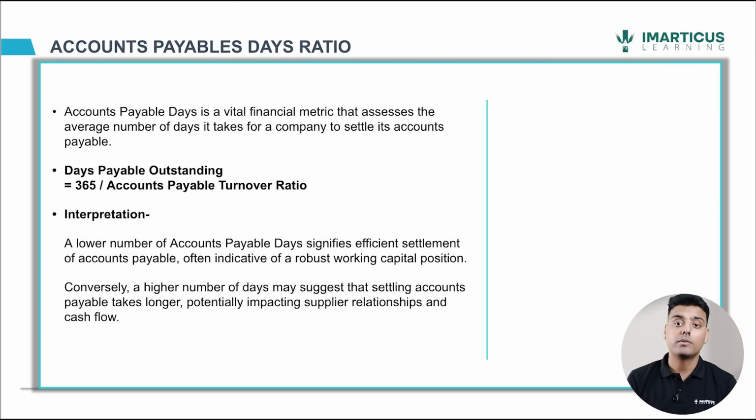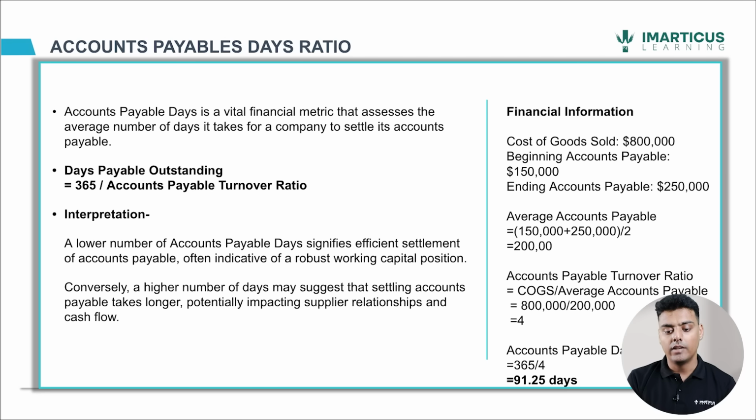Now what is the accounts payable days ratio? This ratio is a further extension of the accounts payable turnover and it tells you how many exact days you take to repay your vendors. Numerical. If I look at the same numerical and convert this into accounts payable days, the formula would be 365 divided by 4, or 91.25 days. So from my perspective, I take roughly 92 days to repay my vendors.